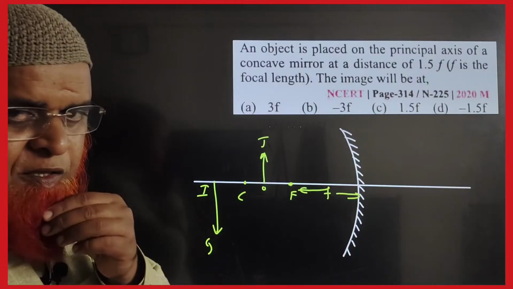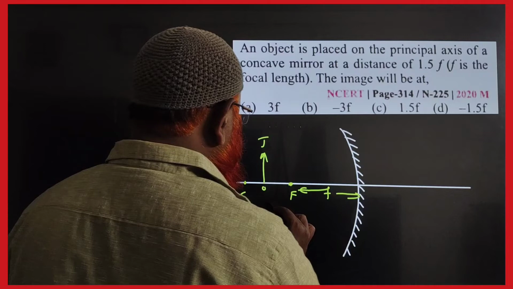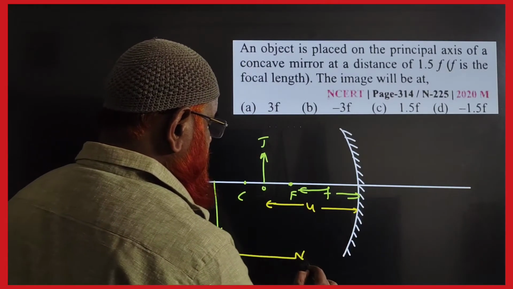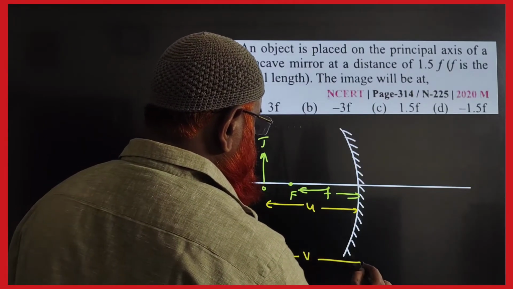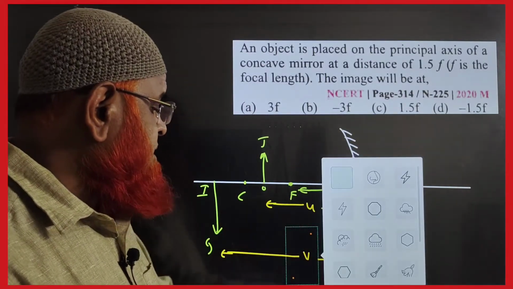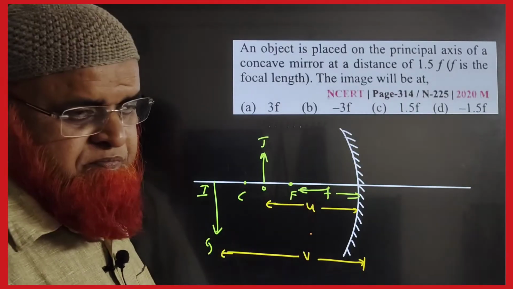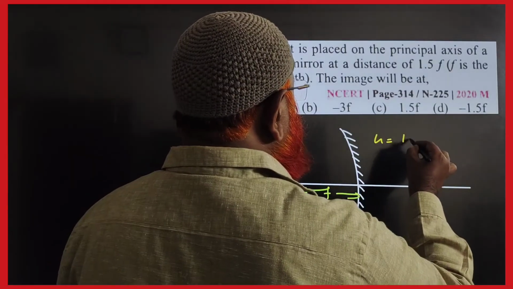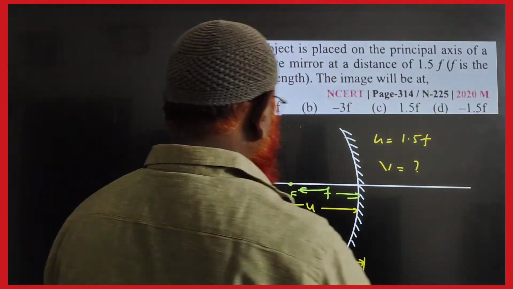I will tell you an easy technique. So here, this is a focal length. From here to here is said to be object distance, and from here to here is image distance. Object distance is given by u. Image distance is given by v. And focal length is given by f. So according to the problem, u is taken as 1.5 times of f, isn't it? And he's asking us to find out what is v.